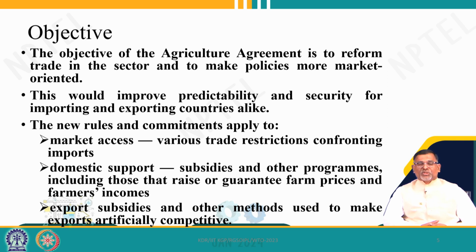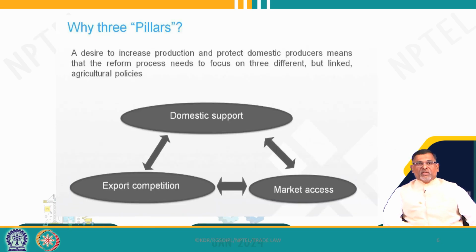Market access includes removal of all trade restrictions. Then reduction of domestic support. With domestic support we talk mainly about the subsidies and other programs which are affecting the prices of farmers' production. And the third pillar is export subsidies. So, we will see what the agriculture agreement says about these three pillars: market access, domestic support and export subsidies. These are not blanketly prohibited, but the agreement says that they are to be reduced, and it is very clear in these three areas.